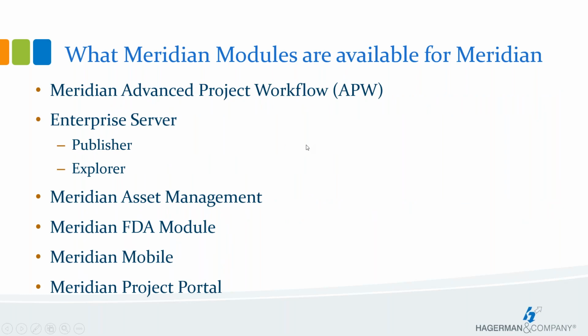All right, so just to summarize, here's a list of the modules we're going to touch base on today. First, we're going to talk about the Meridian Advanced Project Workflow, or you'll hear it referred to a lot as APW. We're going to talk about the Enterprise Server for Meridian. There's two major components within the Enterprise. There's a Publisher component and an Explorer component. We'll touch base on those in detail here in a minute.